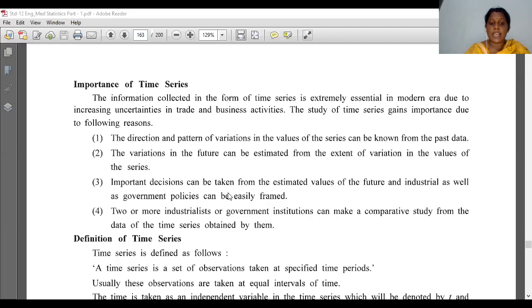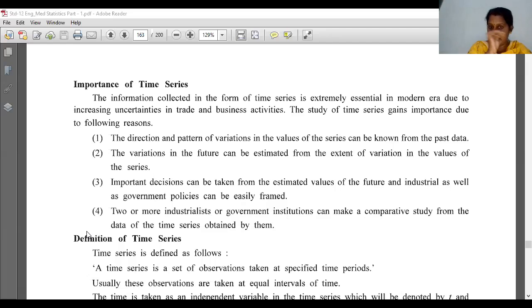Important decisions can be taken from the estimated values of the future, and industrial as well as government policies can be easily framed. This means that the data we are collecting, or the graph we are presenting, will be beneficial for our next generation, or it can be used after 50 years, 30 years, 20 years, 10 years. After this many years, they can easily use that data. Two or more industrialists or government institutions can make a comparative study from the data of the time series obtained by them.